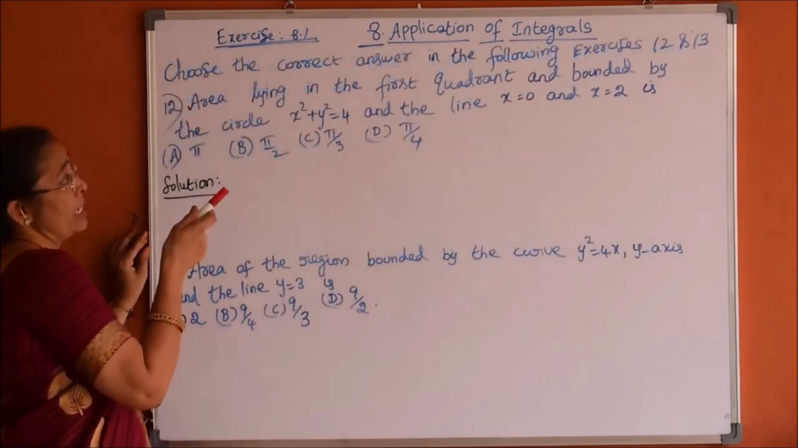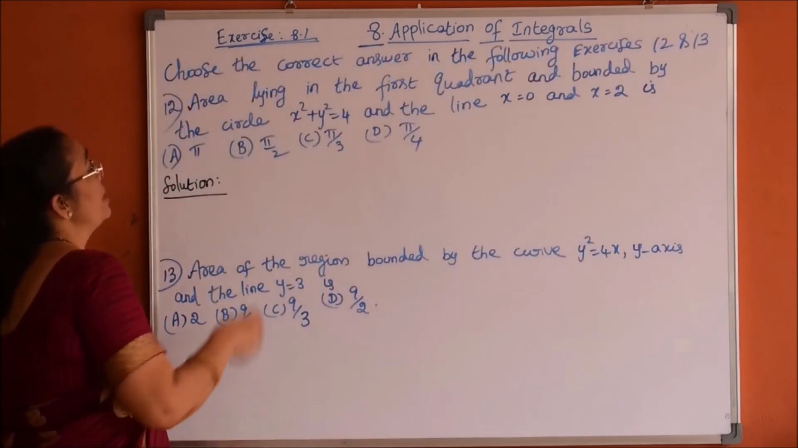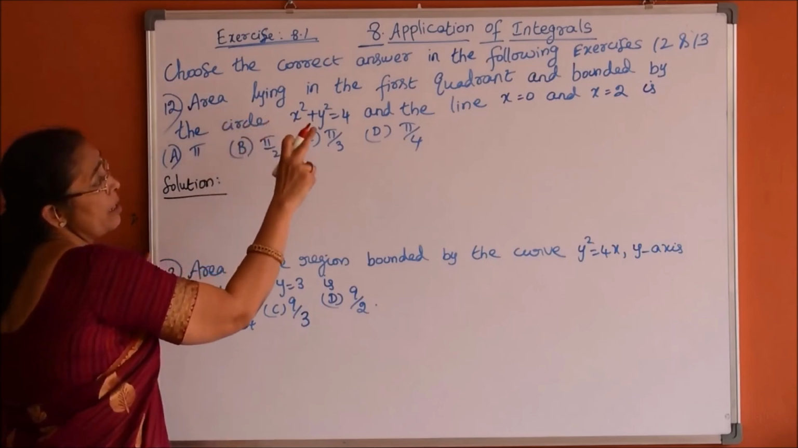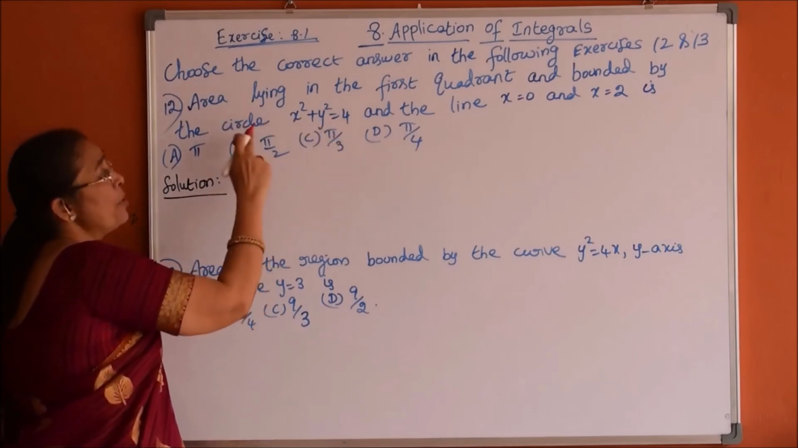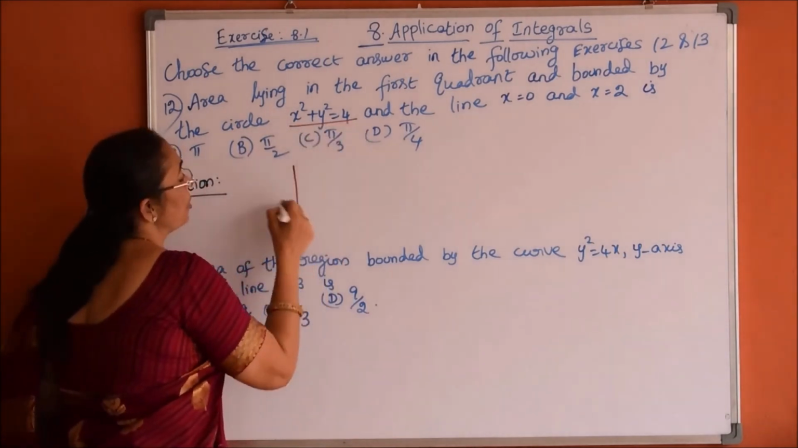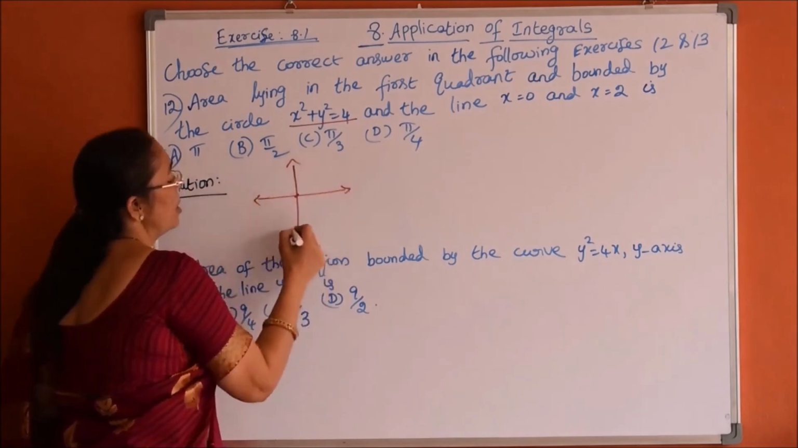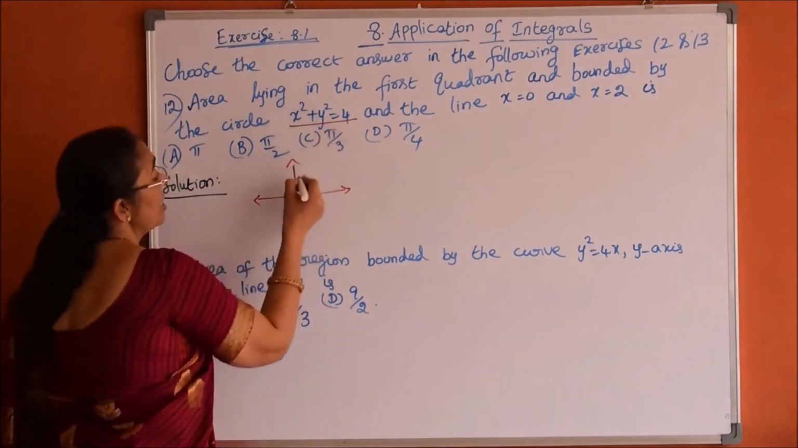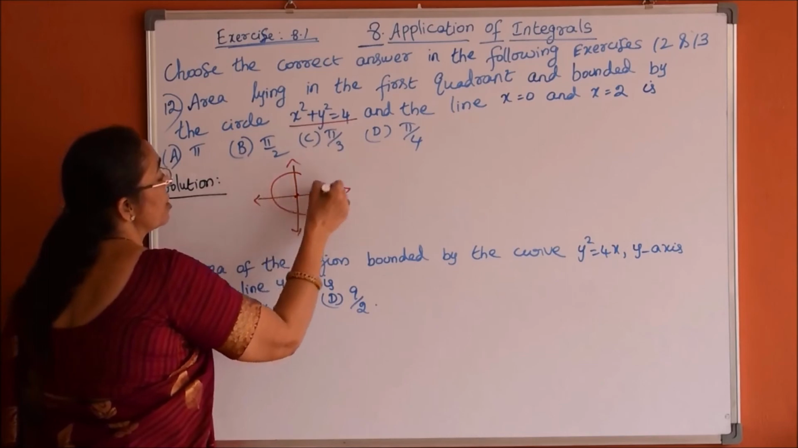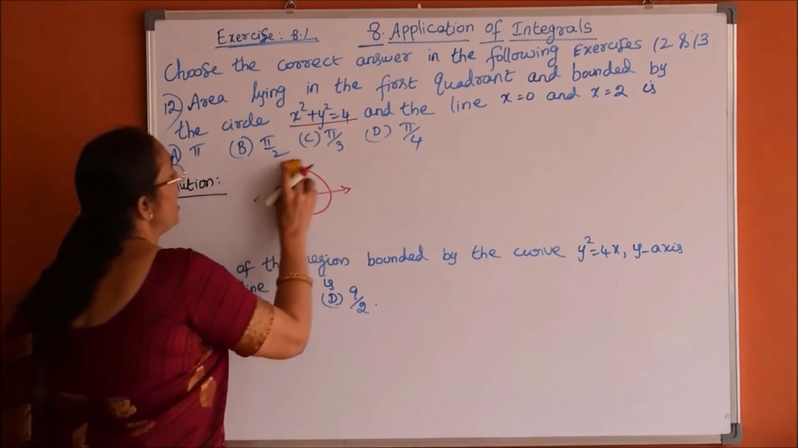Choose the correct answer in the following exercises 12 and 13. 12th one, area lying in the first quadrant and bounded by the circle x square plus y square is equal to 4. X square plus y square is equal to 4 is a circle with center origin and radius 2 units. So, we have to find the area bounded by this circle.